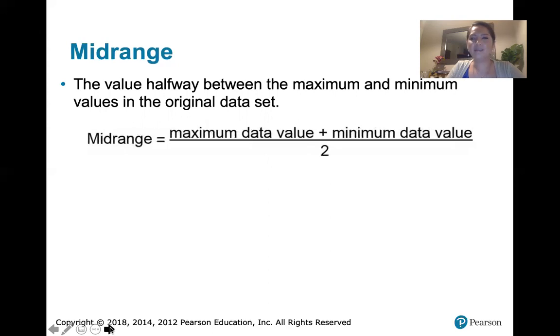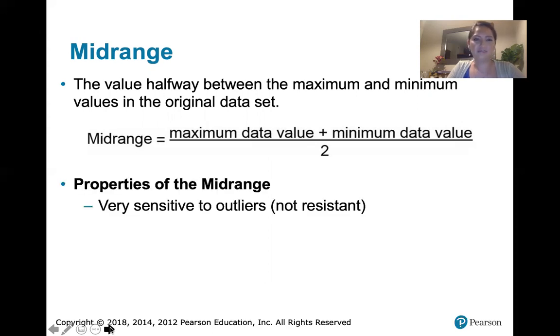So you just take the max and the min, you add them together and divide by 2. It's like you're computing the mean of the maximum value and the minimum value. So here are some properties of this. This is very sensitive to outliers. It's not resistant at all.